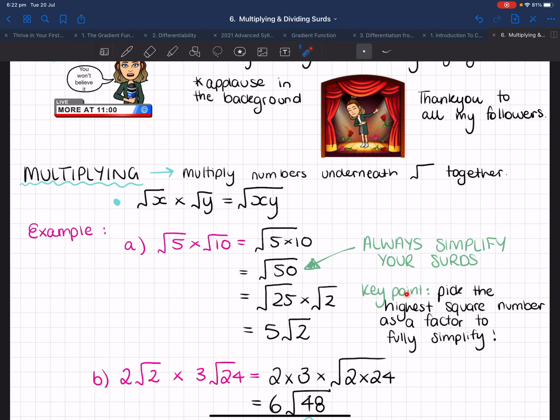Something I probably should have pointed out to you last time we were simplifying surds is you want to pick the highest square number that is a factor, so then it fully simplifies. And I'll show you what I mean by that in the next example. So simplifying to 25 and 2, the square root of 25 is just 5 times the square root of 2.